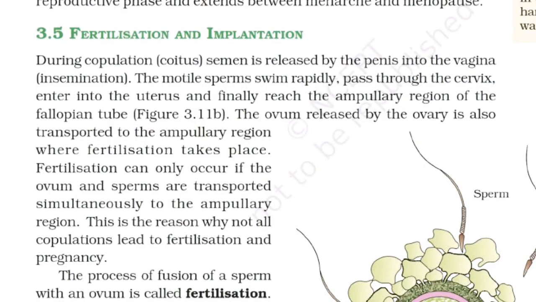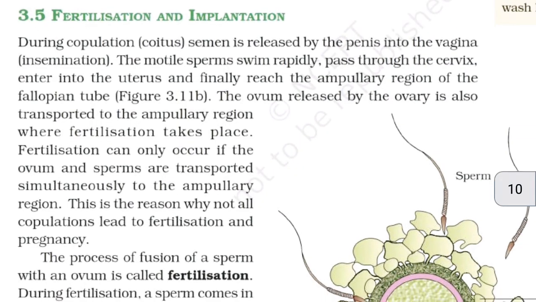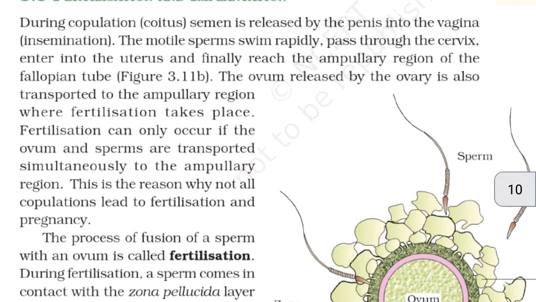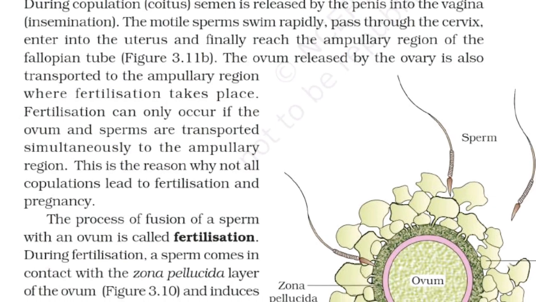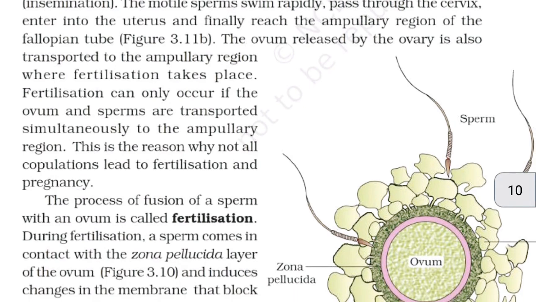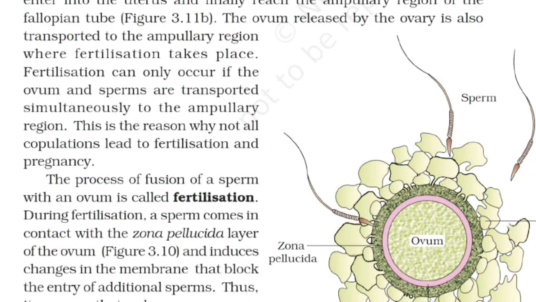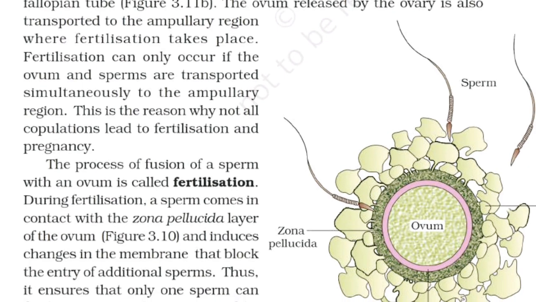Fertilization and implantation. During copulation, which is also called coitus, semen is released by the penis into the vagina, which is called insemination. The motile sperm swim rapidly, pass through the cervix, enter into the uterus, and finally reach the ampullary region of the fallopian tube. The ovum released by the ovary is also transported to the ampullary region where fertilization takes place.